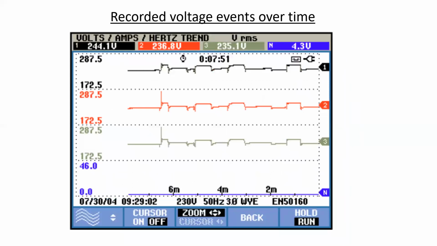And finally, sort of long-term recorded events. So this is long-term voltage recorded events. And what we can do is determine at what time did the voltage spike or sag occur and what loads are being turned on at that time or turned off.